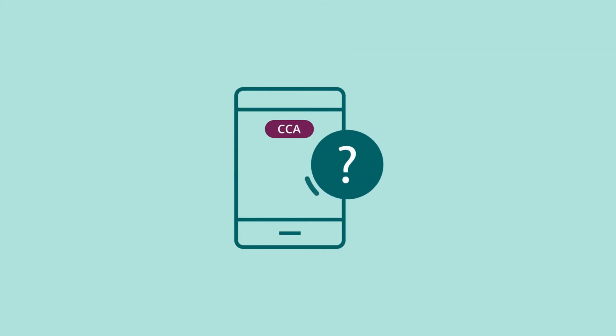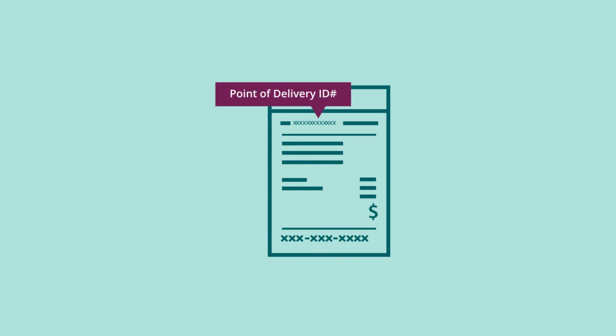When you contact your CCA, you will need your POD ID. That stands for Point of Delivery ID and is located on the last page of your bill, right next to the service account number. To learn more, visit sce.com/CCA.